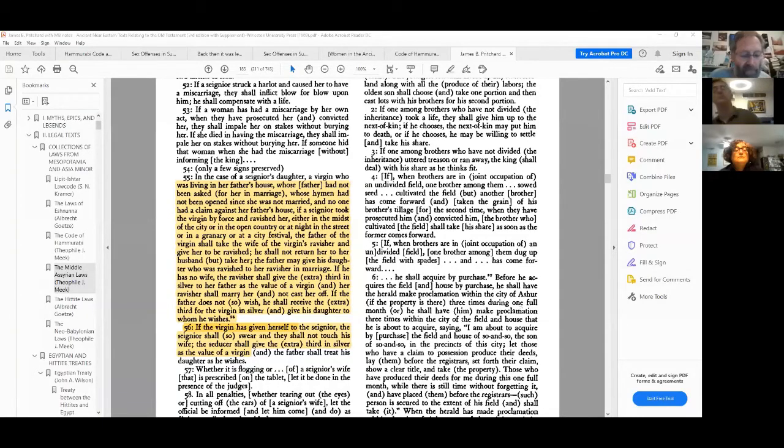Now, if we go, where's the, now I don't see the, hold on just a second. Let me find the virgin rule. Okay, so you'll see the highlighted section.